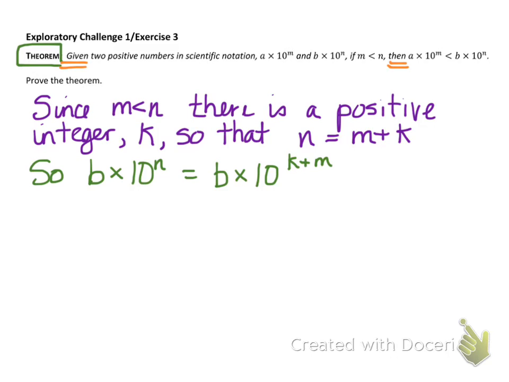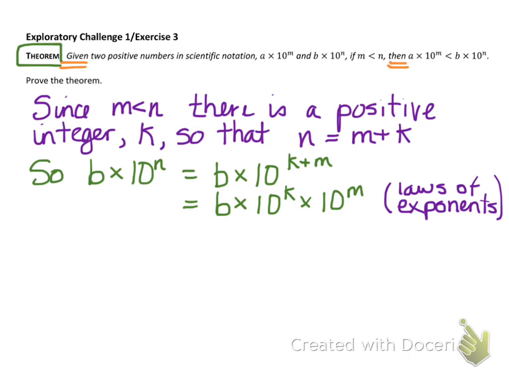So since I know n is equal to m plus k, I can just rewrite b times 10 to the n, that's one of my numbers that I'm comparing, as b times 10 to the k plus m. And just like we did before, I can break 10 to the k plus m into 10 to the k times 10 to the m. And the reason I can do that is one of those laws of exponents, right? When I have a product like this, 10 to the k times 10 to the m, I can combine it into 10 to the k plus m. Okay, so that's just a simple use of the laws of exponents that we were learning.